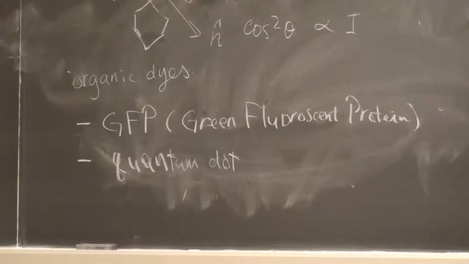But there are 2 downsides. One is that they blink. So instead of giving you a steady fluorescence, they turn on and off randomly, and in fact the statistics follow power-law statistics. So it's really quite lousy if you want to use it as a light source. Second, they are quite large compared to fluorescent molecules, so they have a much bigger chance of perturbing the system. And because of the size, it's harder to get them into the cell and so on.